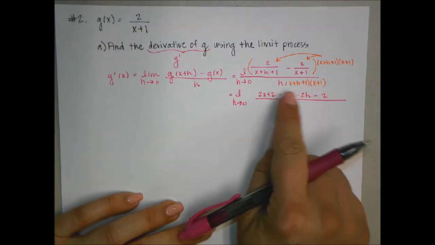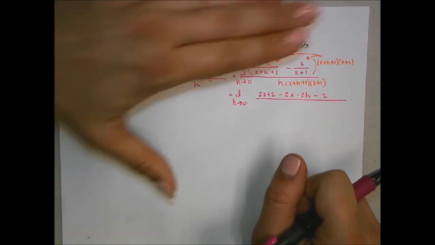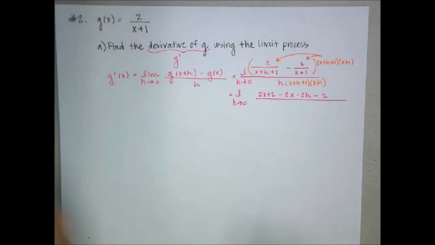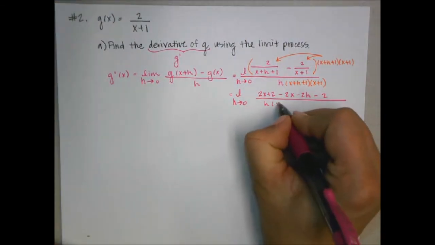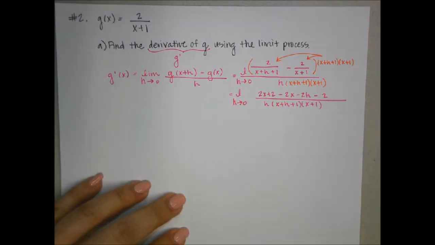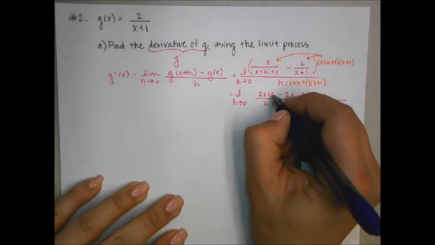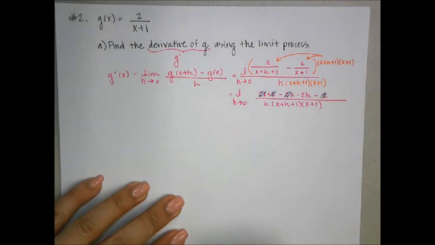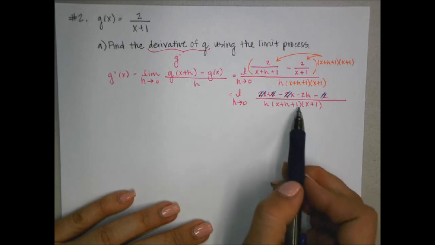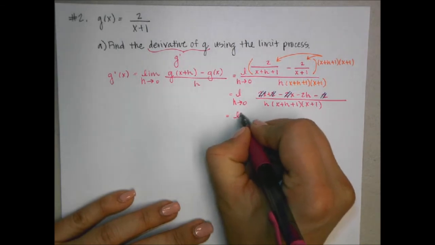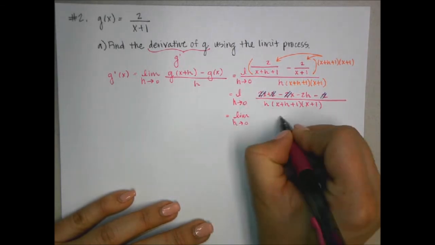In the denominator, there's no fraction here, right? So we just want to leave these factored and not multiply anything out. On the top, we clean up. We're going to eliminate 2, negative 2, 2x, and negative 2x. The only thing I have left now is a negative 2h. I'm going to go ahead and rewrite this just so it's a little clearer to see. Just a negative 2h.